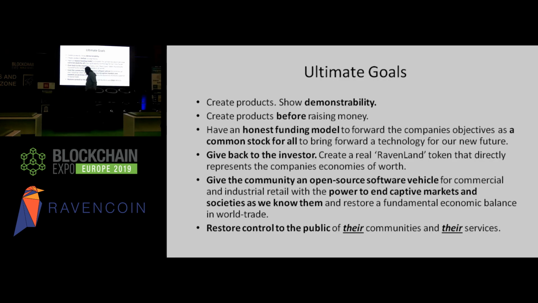So what are our ultimate goals? Create products, show demonstrability, create products before we raise money for our STO, have an honest funding model, and forward our objective, and also a common stock for all of our holders. We want to give the community open source software, and we want to serve the Ravencoin community and offer this service for the public.